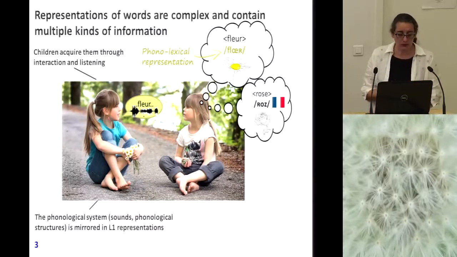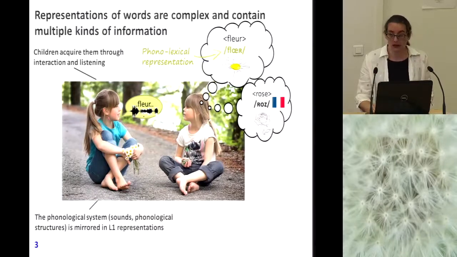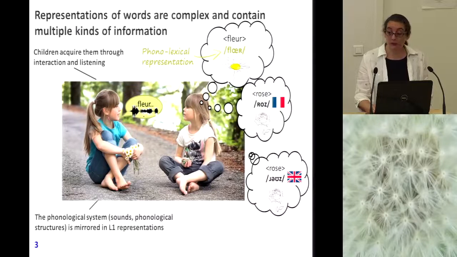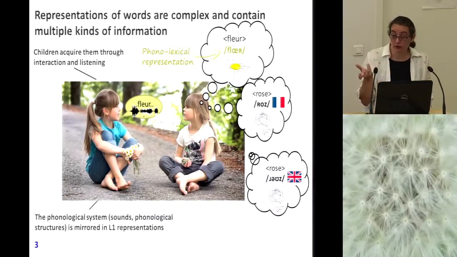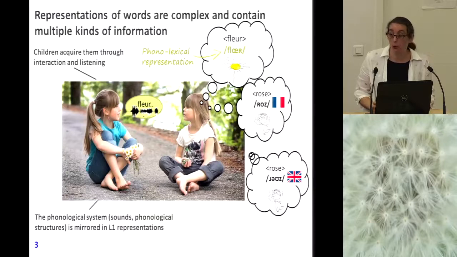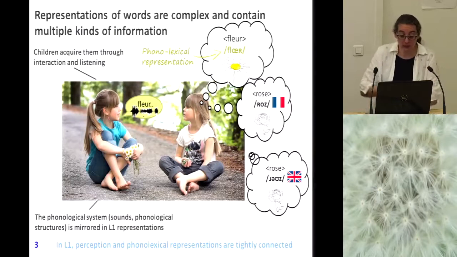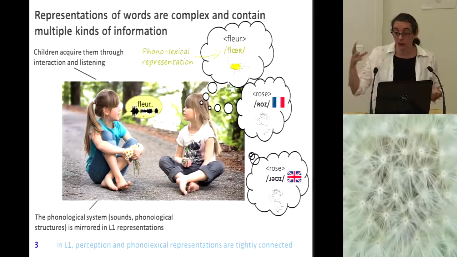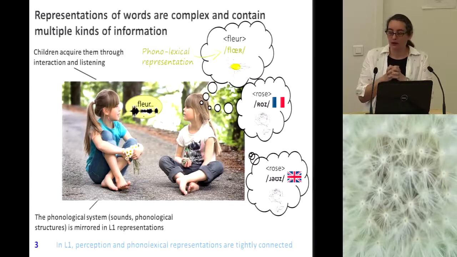So let's assume these two girls are French speaking, and so the shape of the sound of the words in their lexical representations will be French, right? It will contain French sounds. But if this girl were growing up in the United Kingdom, for example, if she had English as her first language, the sound of the words would be English-like, right? So we would have a slightly different pronunciation of the word. Other than that, the other types of information would be of the same kind, but simply not of the same language. And so what we can say here at this point is that in the first language acquisition process, perception and phonolexical representations are tightly connected. They mirror one another. And that is beautiful.